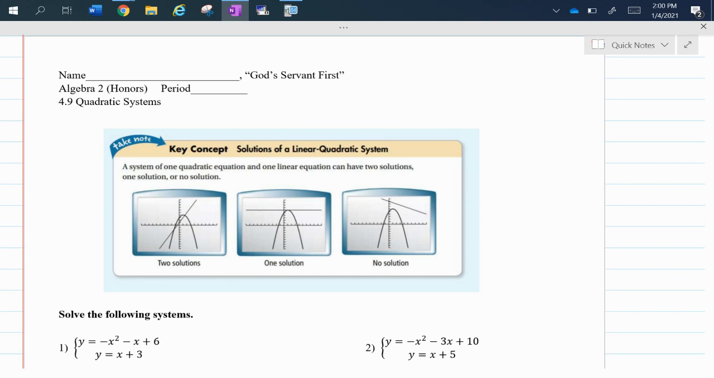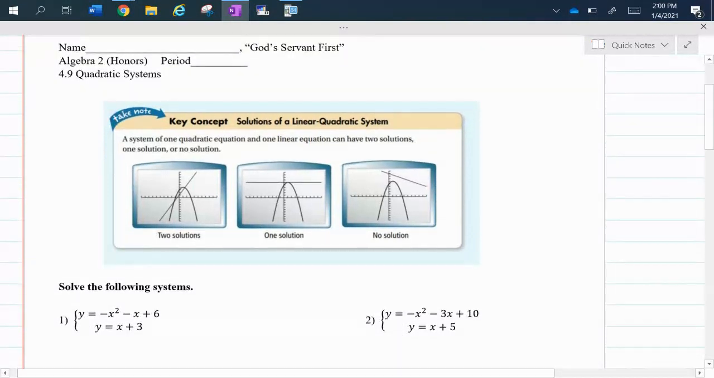The last thing we're going to do in chapter 4 is titled Quadratic Systems. What we're going to do is look at a system of two equations and find the solution to the system. One of the equations, or both, will be quadratic.